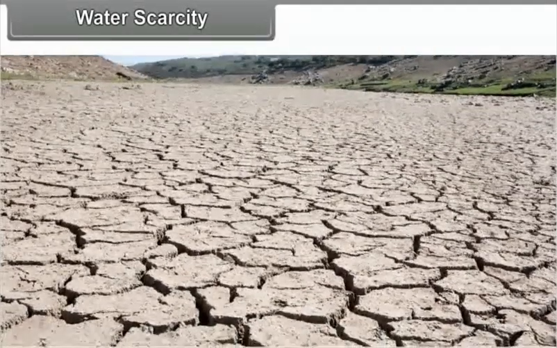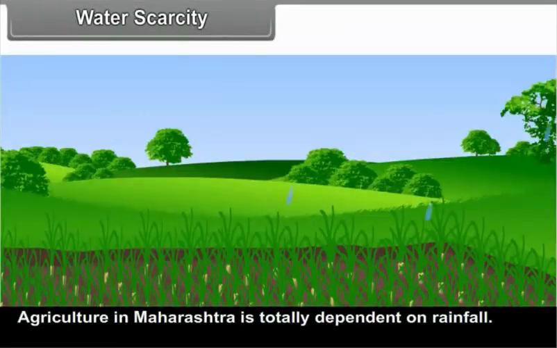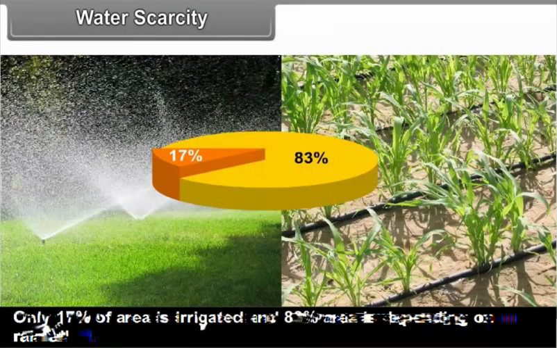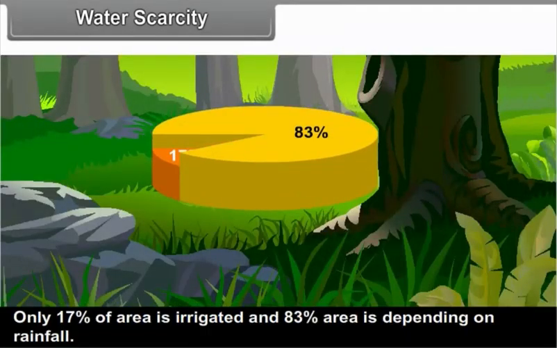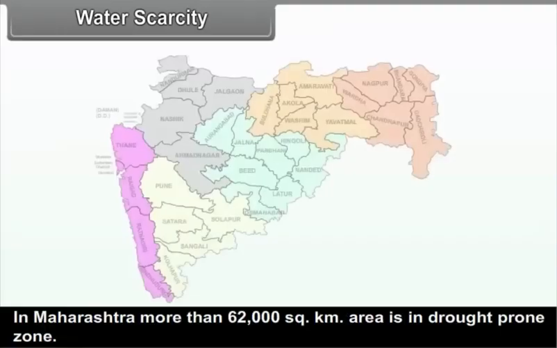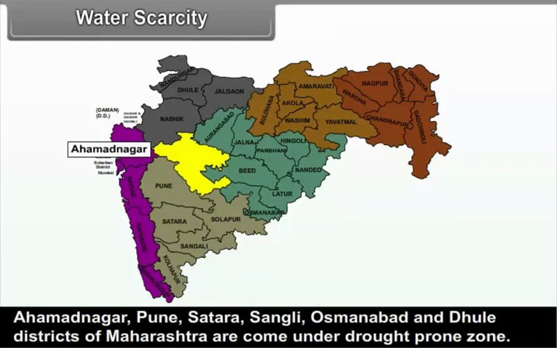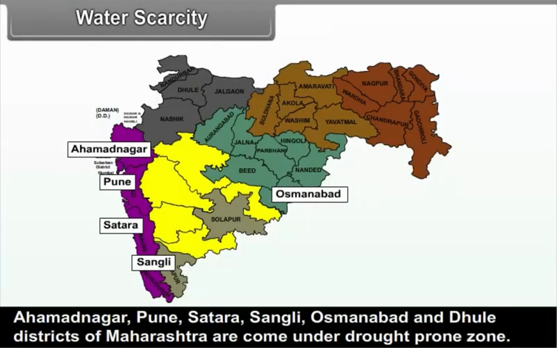Water scarcity. Agriculture in Maharashtra is totally dependent on rainfall. Only 17% of area is irrigated and 83% of area is dependent on rainfall. In Maharashtra, more than 62,000 square kilometers of area is drought-prone zone. Ahmednagar, Pune, Satara, Sangli, Osmanabad and Dhule districts of Maharashtra come under the drought-prone zone.